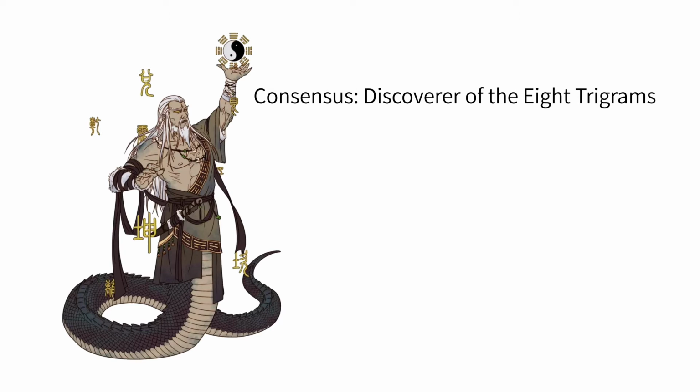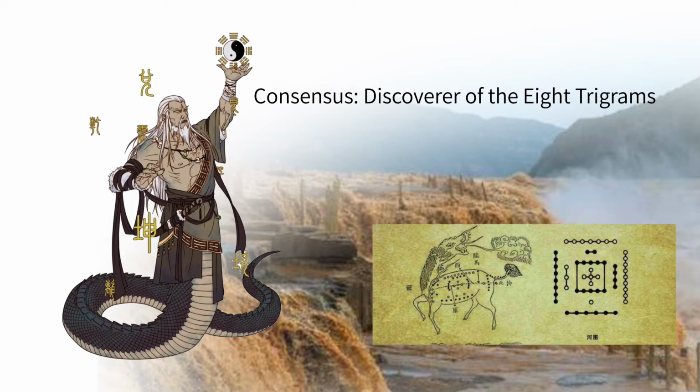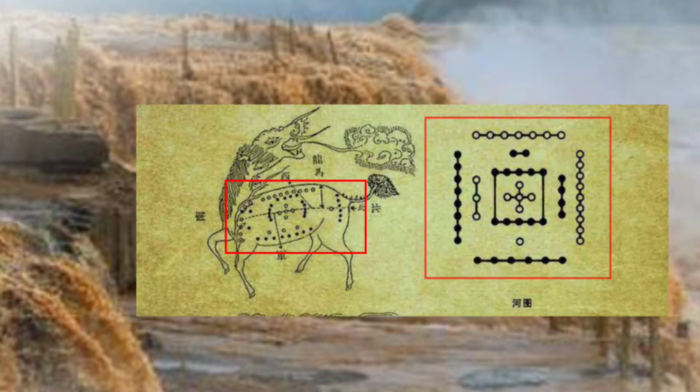It is said that one day, when Fu Xi was walking along the Yellow River, he suddenly noticed a dragon horse emerging from the Yellow River. The dragon horse carried a pattern on its body. Fu Xi wrote down the pattern, and this pattern was called the He Tu.